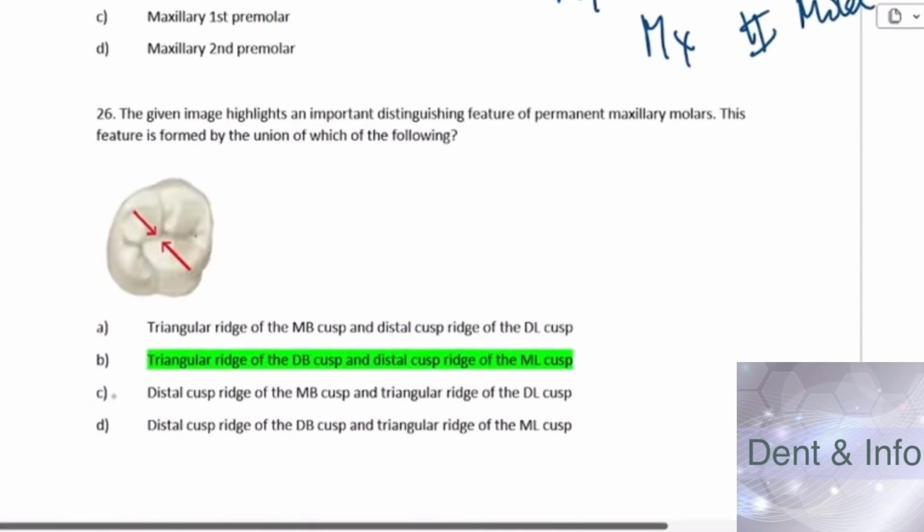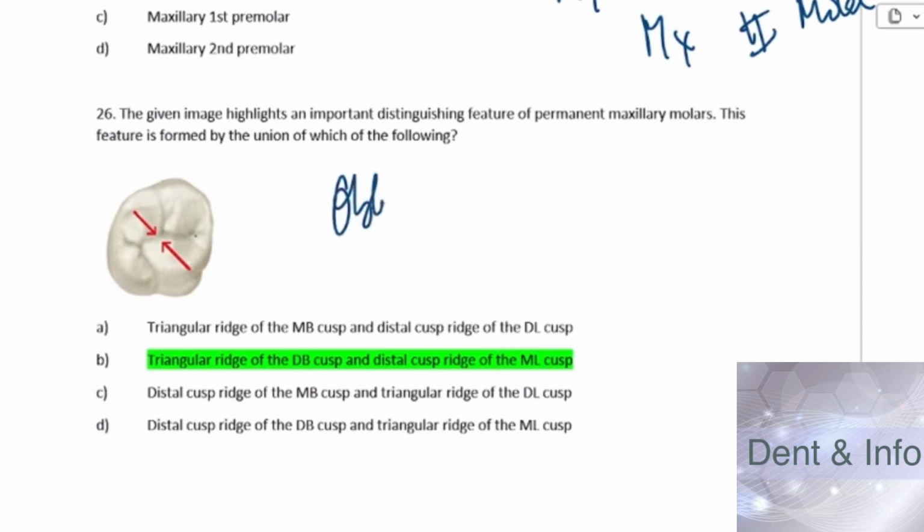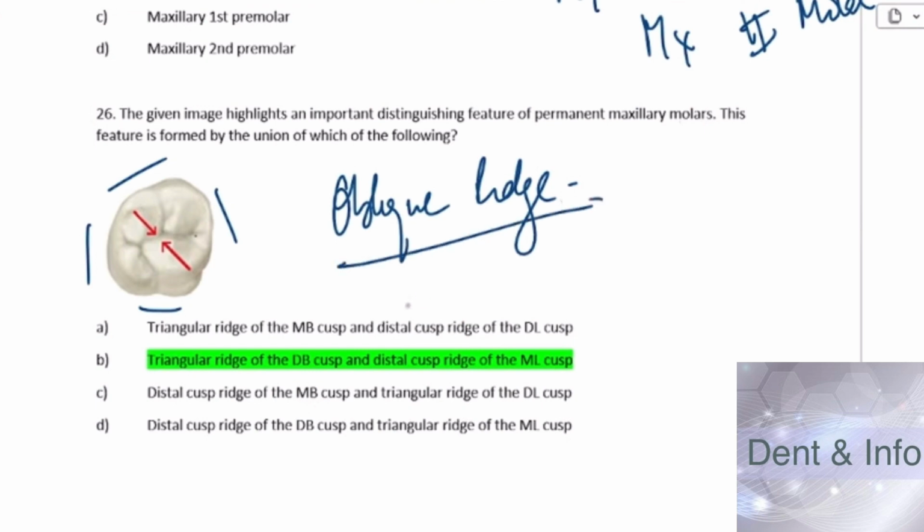Question number 26. The given image highlights an important distinguishing feature of permanent maxillary molars. This feature is formed by the union of which of the following? Again, first identify what the two red arrows are indicating. They are indicating the oblique ridge. Rhomboid outline, crown occlusal outline is shown. So this is maxillary first molar. The structure is the oblique ridge. Now, union of which of the following?